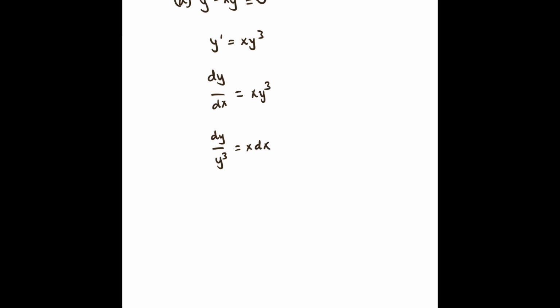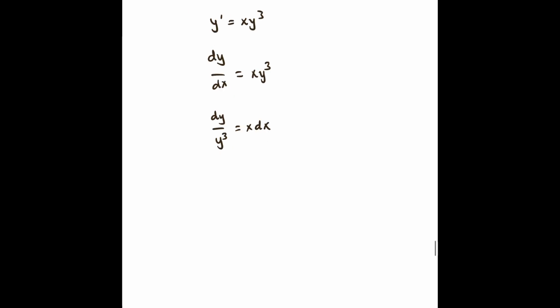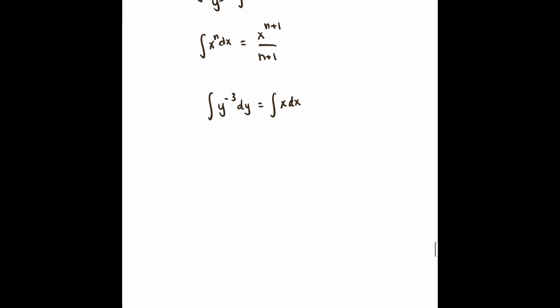So just divide by y cubed on both sides and multiply by dx. Then we want to integrate both sides. Remember that the integral of x to the n dx is x to the n plus 1 divided by n plus 1. So the integral on the left-hand side can be written as y to the minus 3 dy equals the integral of x dx.